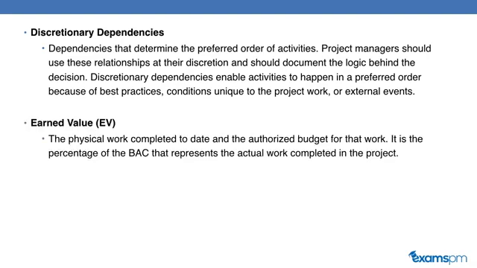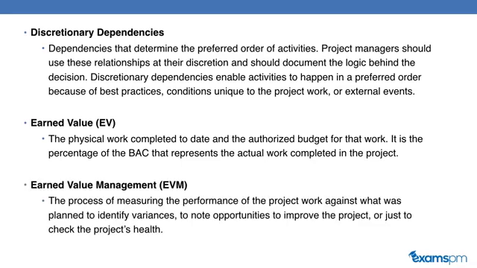Earned value, or EV, is the physical work completed to date and the authorized budget for that work. It is a percentage of the BAC, or budget at completion, that represents the actual work completed in the project. Earned Value Management, or EVM, we have a separate video just dedicated to this topic if you want to take a look. This is a process of measuring the performance of the project work against what was planned to identify variances and to note opportunities to improve the project, or just to check up on the overall health of the project. Essentially, you're using numbers, formulas, and calculations to see how well your project is performing.